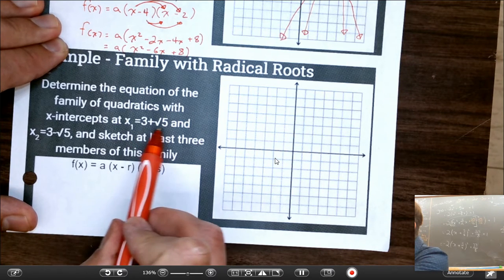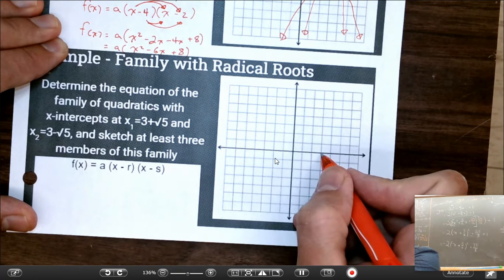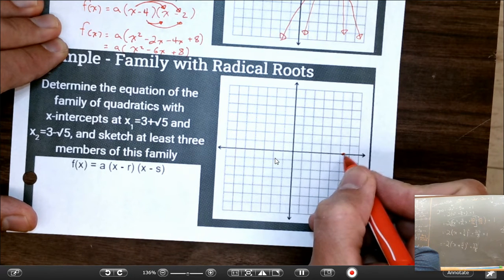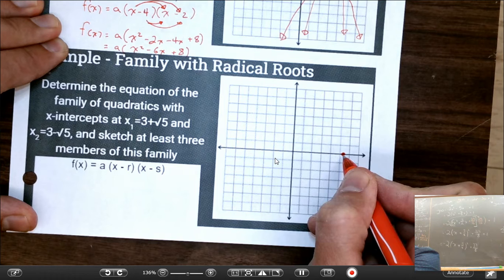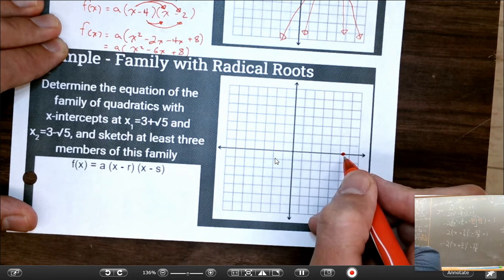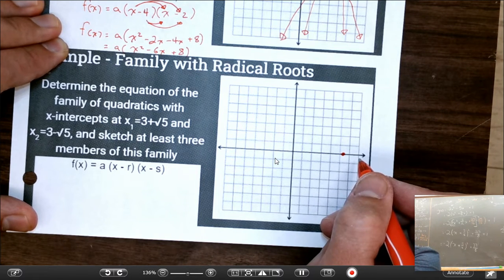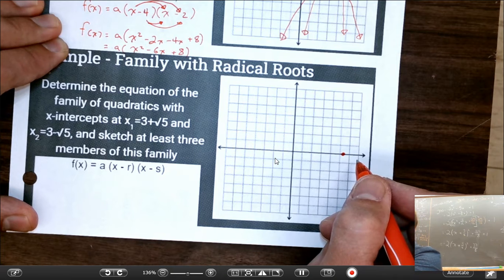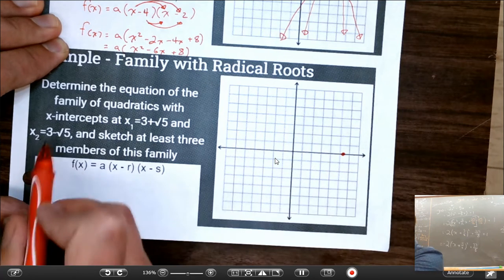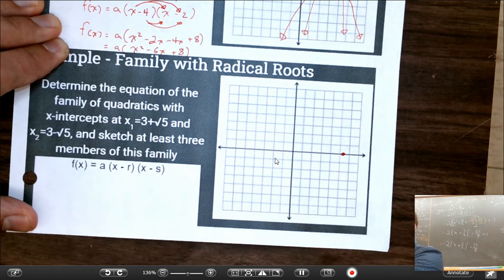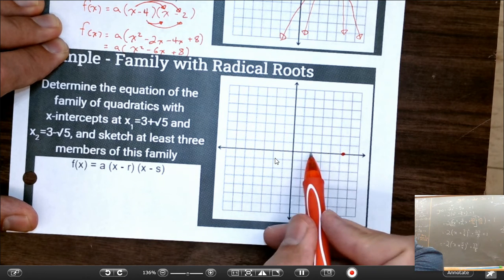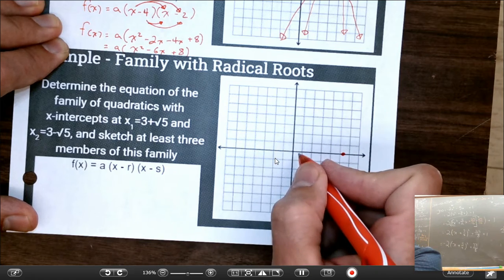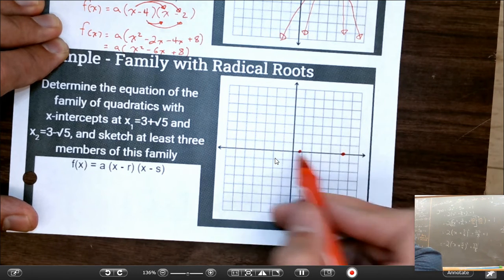So we know that 3 plus root 5, it's going to be like 3 plus 2 plus a little bit. Okay, so it's going to be out there. So you can just kind of sketch it on there. It's closer to 2 than it is to 3. Okay, and then 3 minus root 5, well, that's like 3 minus 2 and a bit. So I go 1, 2, 3 minus 2 and a bit. So it's going to be also there. So I'm looking for the family of quadratics that have those roots.